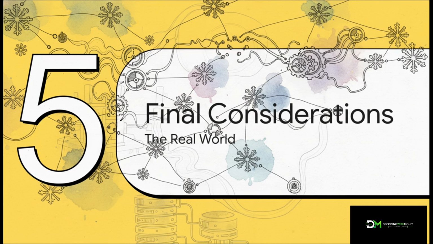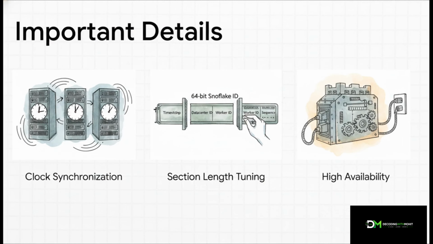Now, as elegant as a design like Snowflake is, there are always a few real-world details you have to consider before you just drop it into production. First, since the whole system relies on accurate timestamps, keeping your server clock synchronized is absolutely essential. You'll need something like the network time protocol. You can also tune the bit lengths. If you don't need 32 data centers, but you want the system to last for 100 years, you can borrow some bits from the data center ID and give them to the timestamp. And finally, you have to remember, this ID generation service is mission critical. It has to be highly available.